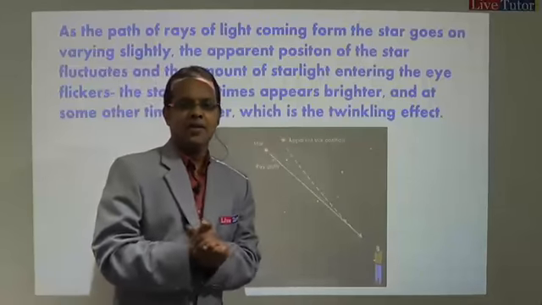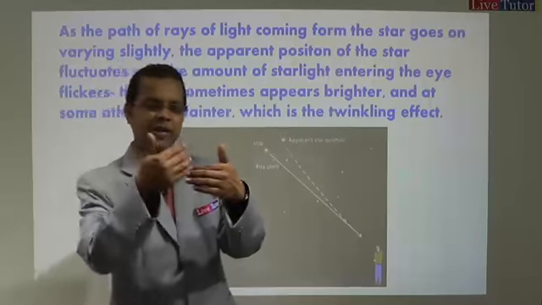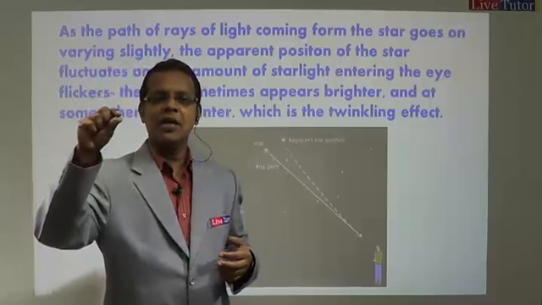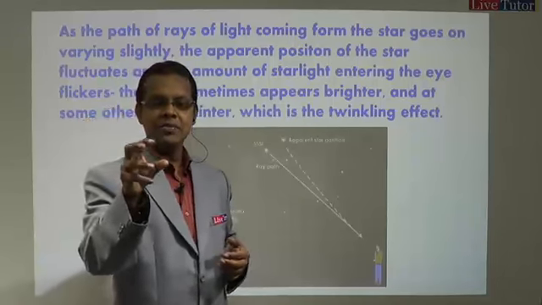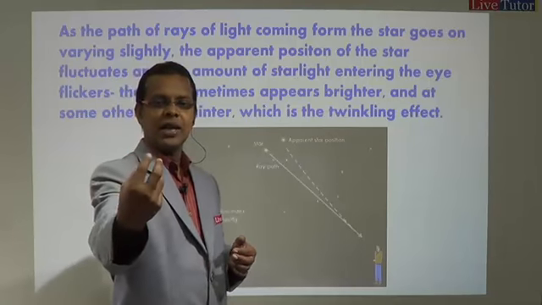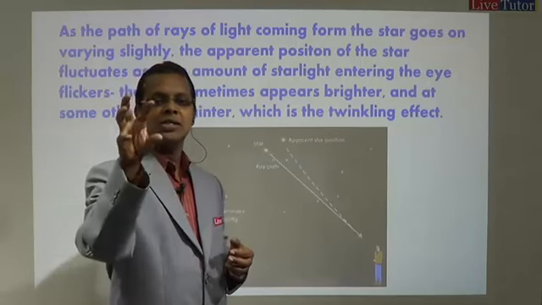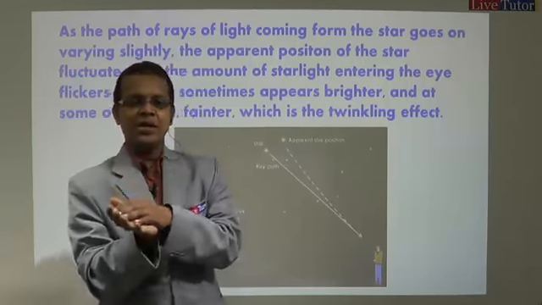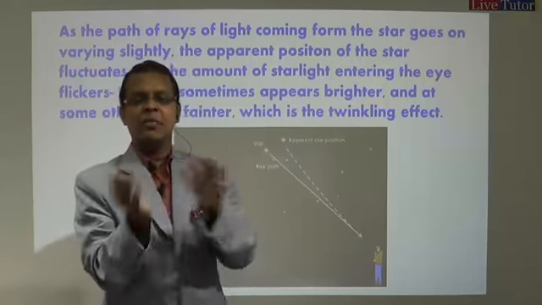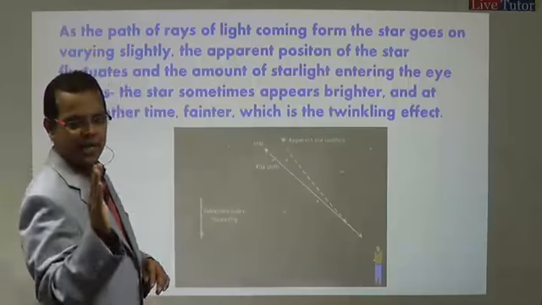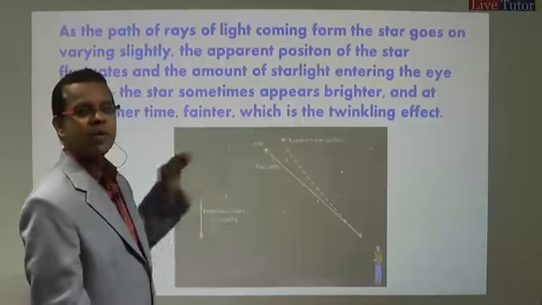Sometimes the refraction may be too much and the rays will deviate and the light becomes a little bit dim. And sometimes the deviation is a little bit lesser, so that bright light is coming out and the star appears very bright. So sometimes it becomes fainter, sometimes brighter, thereby giving a twinkling effect. It is because of the atmospheric refraction. That is the point you have to remember.